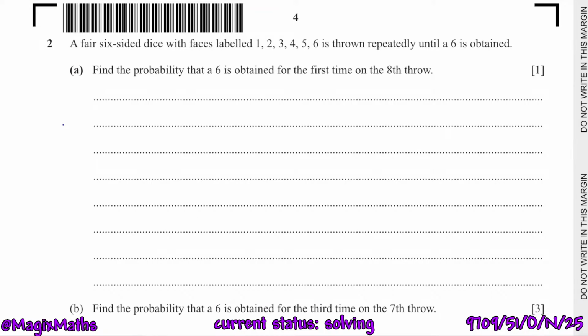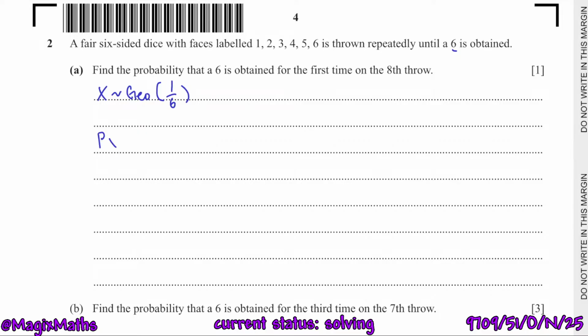We have a fair 6-sided die with faces labeled 1, 2, 3, 4, 5, 6, thrown repeatedly until a 6 is obtained. So find the probability that a 6 is obtained for the first time on the 8th throw. So it means that they roll the dice 7 times, 8 times, and they failed on the first 7 throws. So it's a geometric probability, and our probability of obtaining a 6 is 1 over 6.